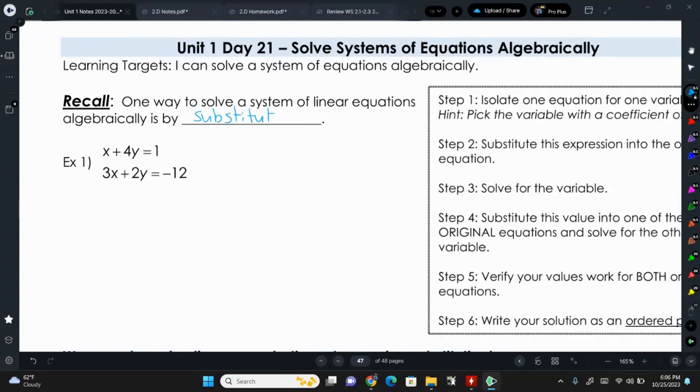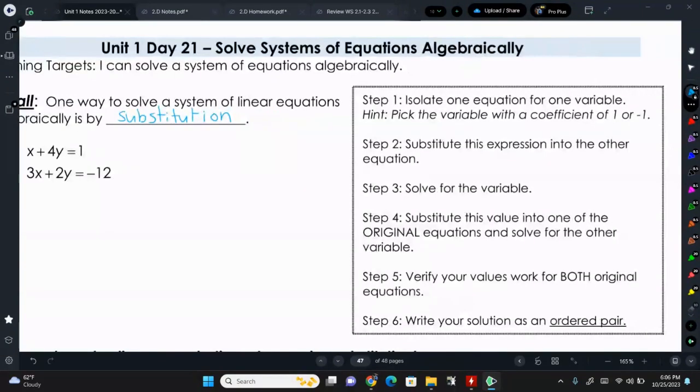Substitution. And remember, these were the steps to solve by substitution. First, we have to get one variable by itself in one of the equations, and then substitute that variable into the second equation, solve for the one variable we have, and then plug that back into one of the original equations, and then that will give us the missing variable. And then we write our solution as an ordered pair.